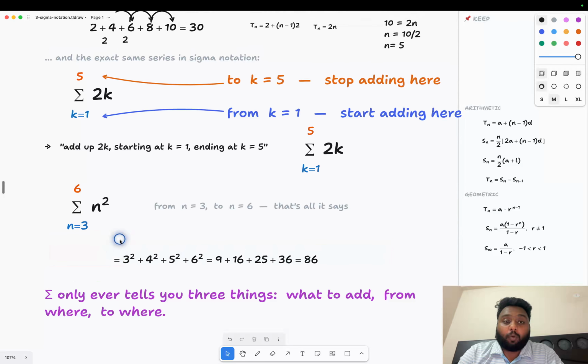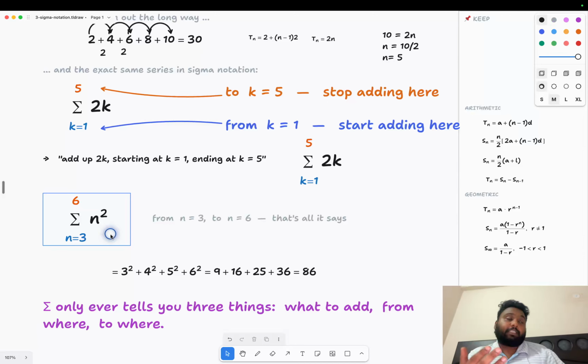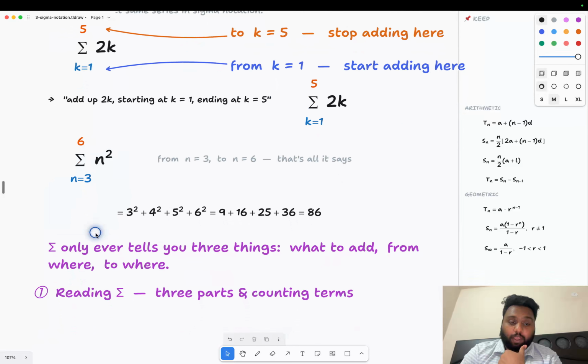Sigma notation only tells us three things. If you want to understand it very simply and keep it in mind, just think about it again. What does the sigma notation tell us? It tells us three things. What to add, which is our generalized term, from where to add, which is our first term, and up to which point we should add, to where. So it tells us what to add, from where to where, and that is our sigma notation.